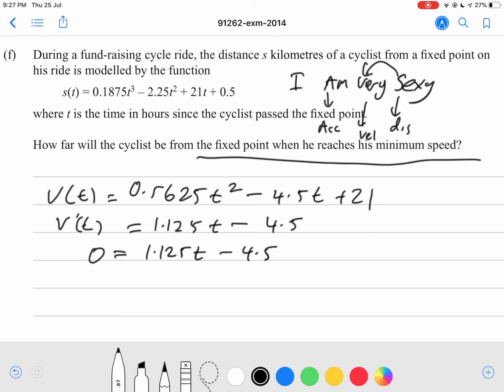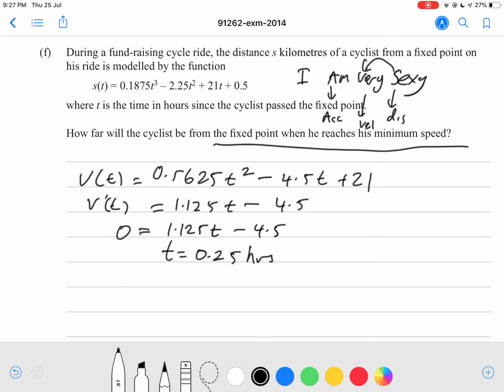If you evaluate the t value, you should evaluate 0.25 as your t value. Is it? No, it's hours. Okay, so t equals 0.25 hours. And now we're going to substitute the 0.25 hours back.